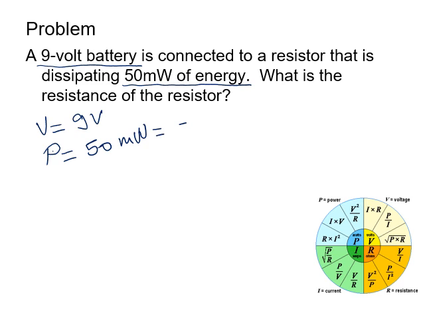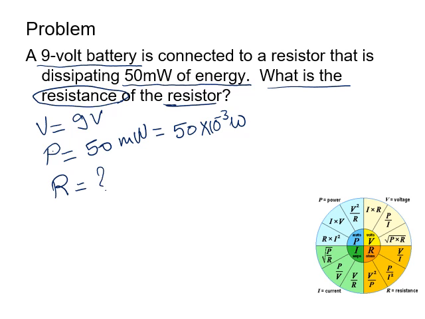And if you remember, 50 in millis is 50 times 10 to the minus 3 watts. What is the resistance of the resistor? So I'm looking to calculate R. I'm going to go to our diagram, and then we're going to be here in this quadrant. I have V and I have P. So it's going to be this part. So R is equal to V squared over P.